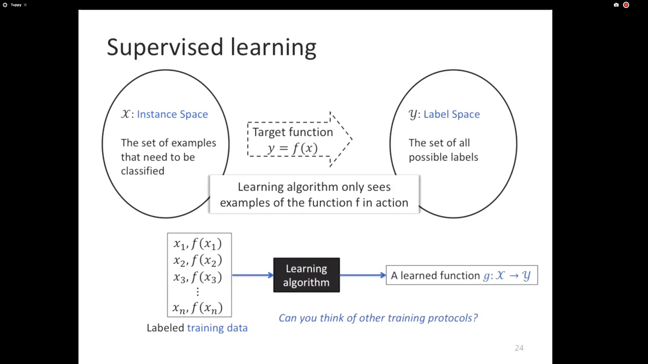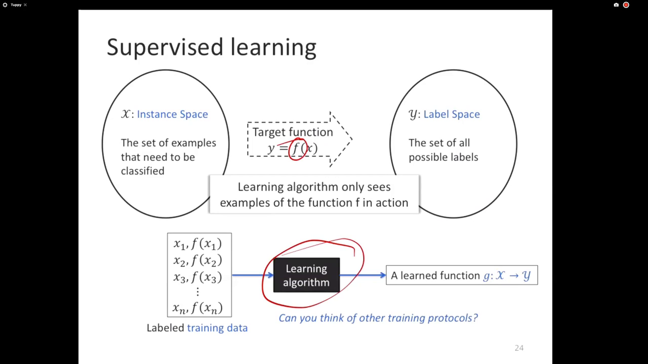This is not the only learning protocol. In the last lecture, we did see other ways in which this box here interacts with this function here. In the supervised setting, it interacts with that function by seeing that function in action on a finite set of examples, the training set.